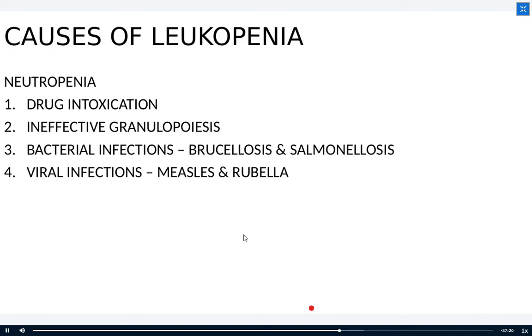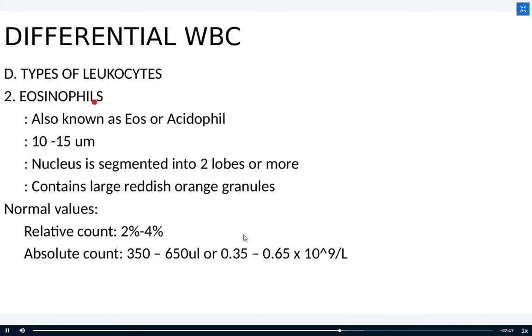Okay? And then another type of WBC would be your eosinophil. Now, remember, your eosinophil would bind to your acidic dye. Thus, they are also known as eos or acidophil. They have a size of 10 to 15 micra and they are segmented, 2 or more lobes. And they contain large reddish, pink, red, or orange granules. Relative count is 2 to 4%. Absolute count is 350 to 650 per microliter or 0.35 to 0.65 times 10 raised to the 9 per liter.